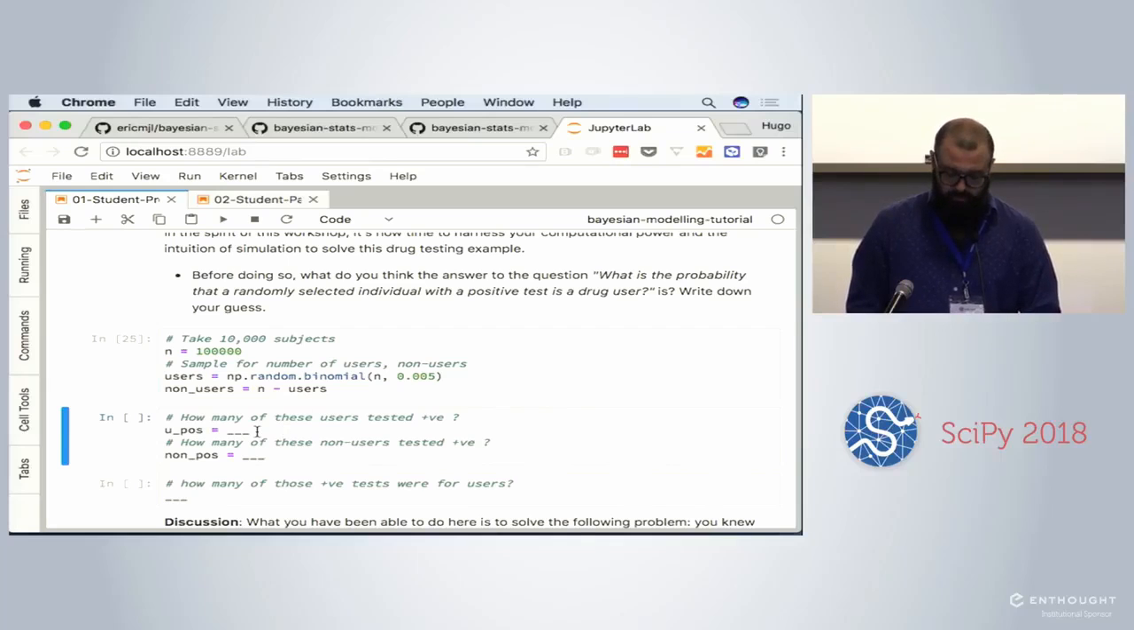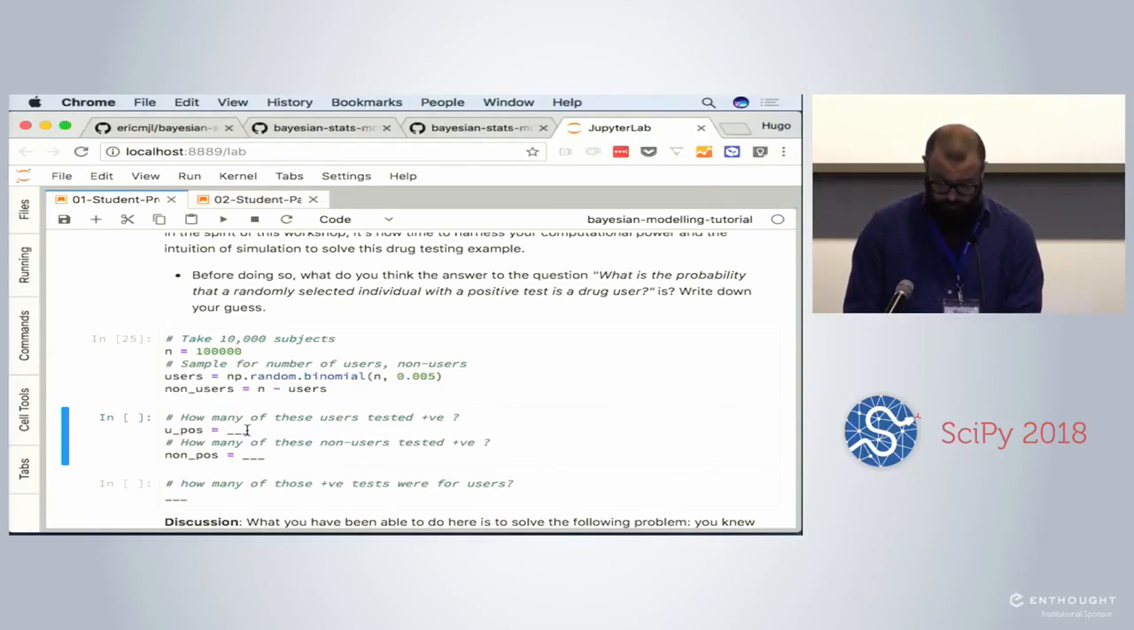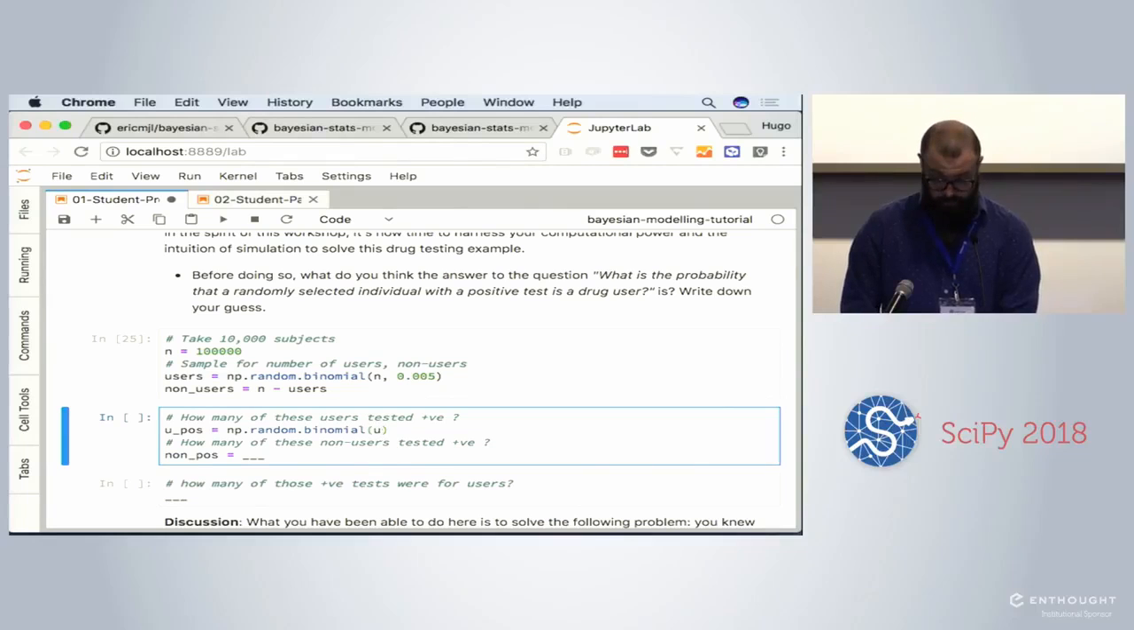So how many of these users tested positive, okay? Once again, I've got this population of users, and I know that 99% of them will test positive. So once again, I'll want to use a binomial distribution, right? So I sample from the binomial, np.random.binomial. And our sample size is the number of users, right? And 99% will test positive.